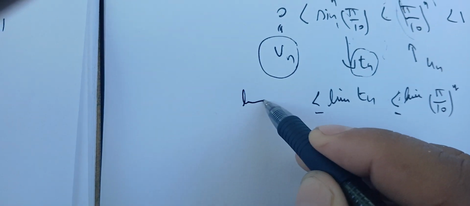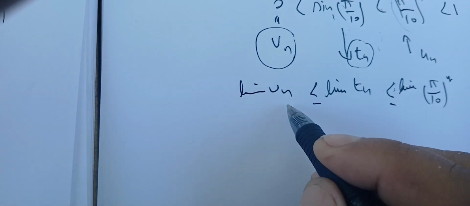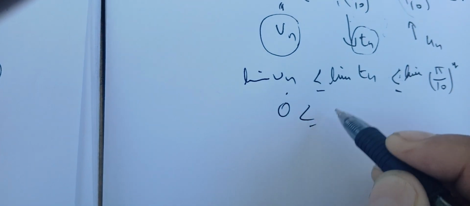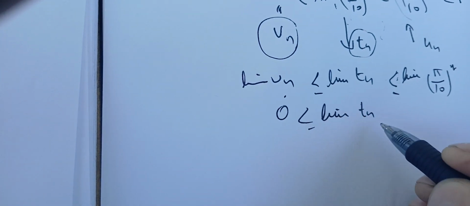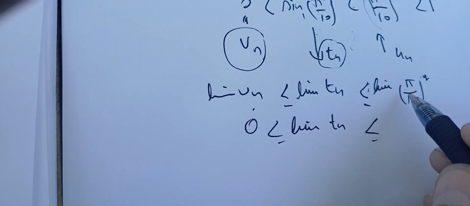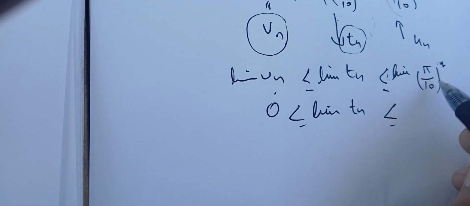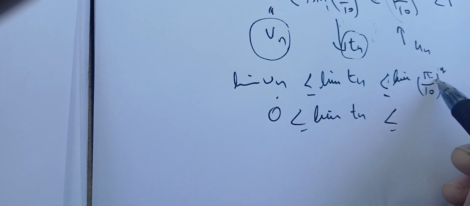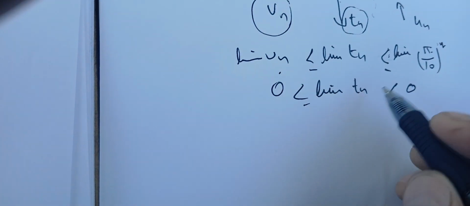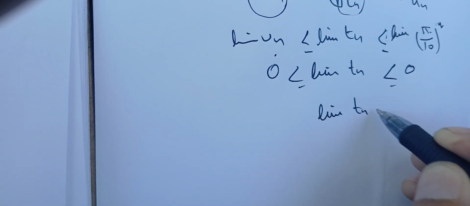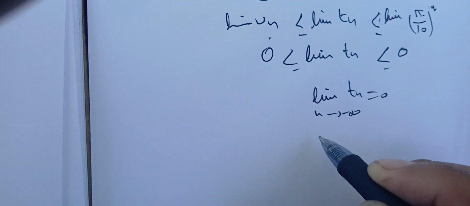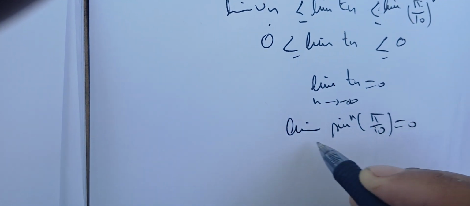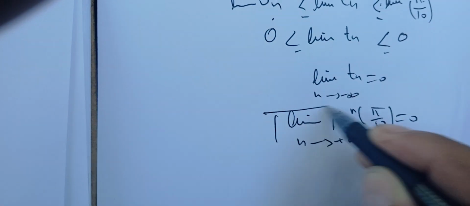Here the limit of vn, we know it's 0. So this is 0, this is our limit that we are interested in, and this one goes to 0 because this is a geometric sequence with pi over 10 less than 1, so it's 0. Therefore, my limit is 0. This proves that the limit of sine to the power n of pi over 10 is 0 as n goes to infinity.